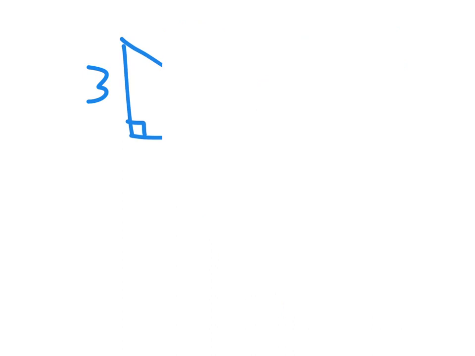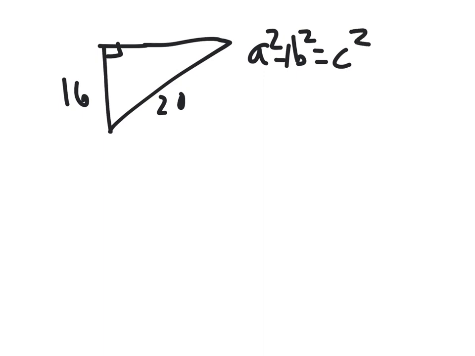All right, let's try another one a little faster. All right, so hypotenuse is 20, one of the legs is 16, and let's go A squared plus B squared equals C squared. So I usually call the thing I know A and then leave B as the unknown. You can flip it, it doesn't really matter.